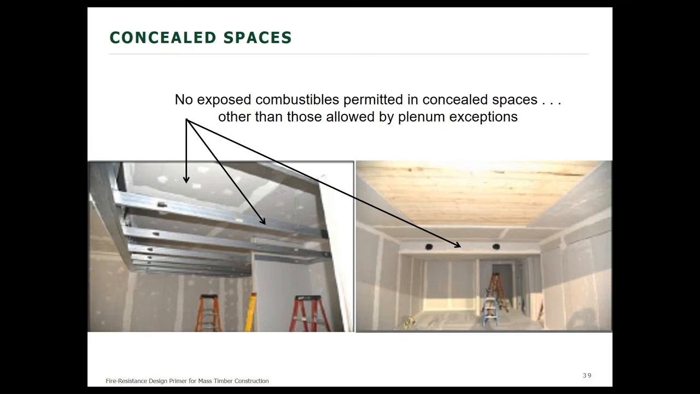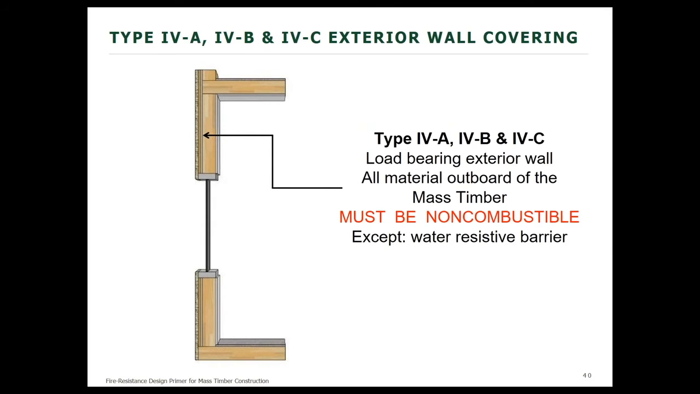Another difference from the current type 4 heavy timber is that concealed spaces are going to be permitted, but no exposed combustible materials are permitted other than those normally approved for plenums, such as gypsum wallboard, plenum-rated cables, etc.